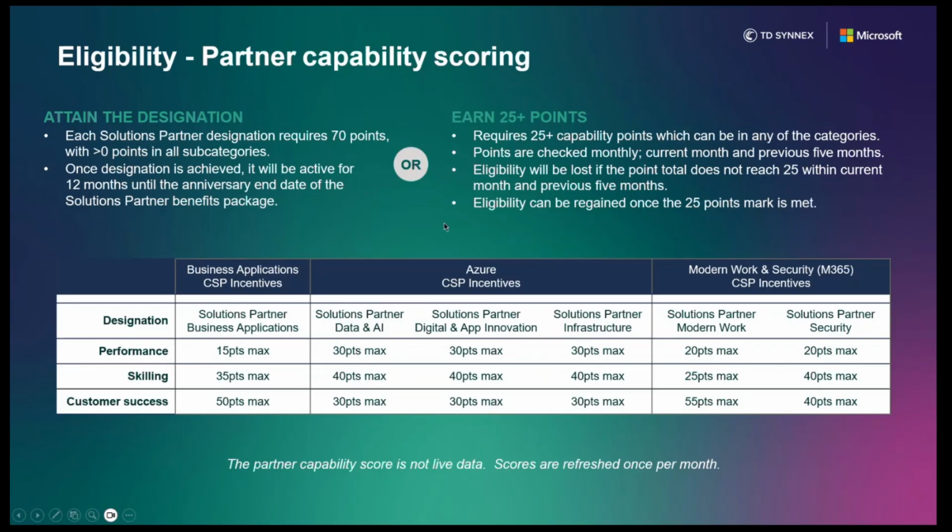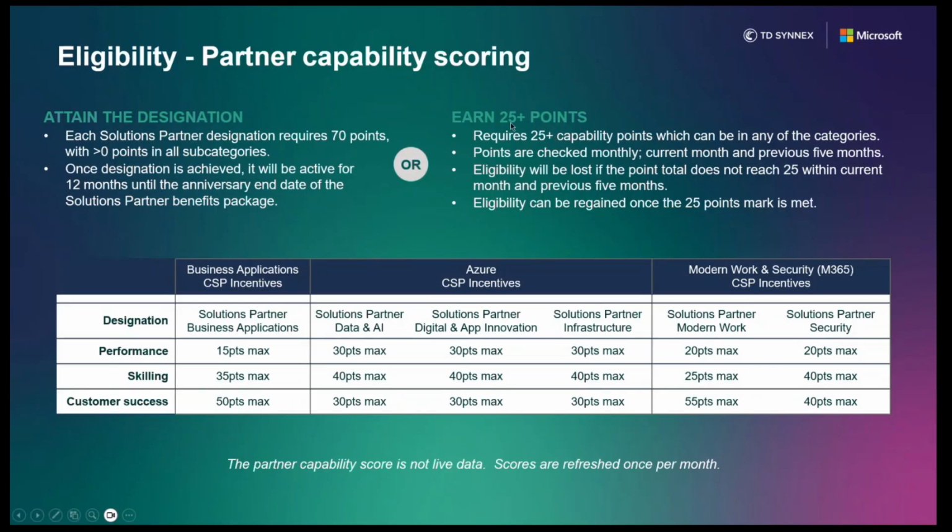But with regards to the 25 points, if you've got the designation, you are going to be eligible for your incentive for the entire term of your solutions partner benefits package. So if you have a modern work designation and your solutions partner benefits package ends March 30th, you are definitely going to be eligible for incentives until that date.